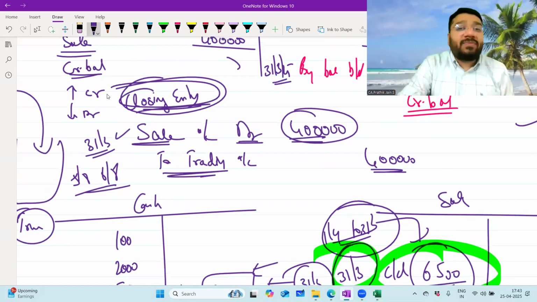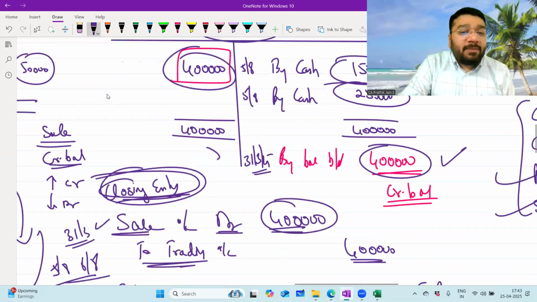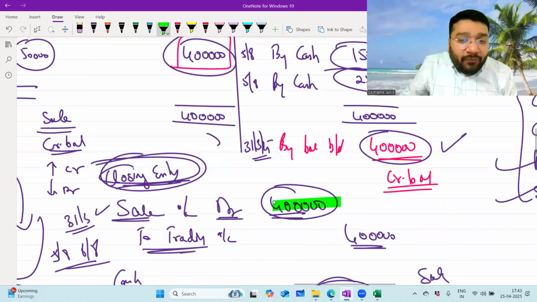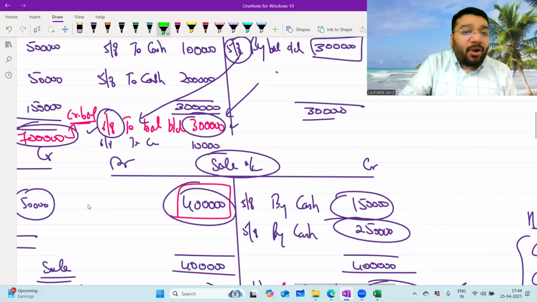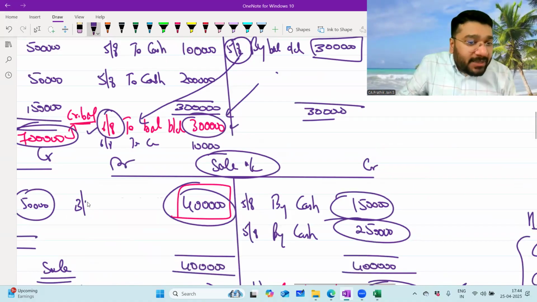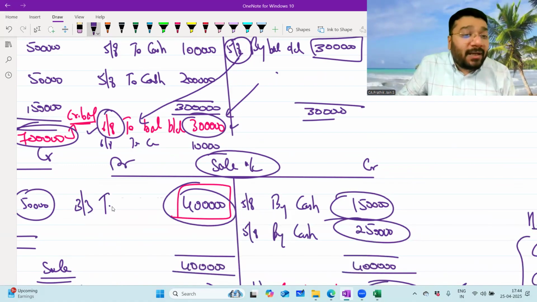Now give the impact of this in the sale account. Now what is the posting of this? I should record 4 lakh on the debit side of the sale account. Go to the sale account, debit side. On 31st March, I'm recording 4 lakh. And who's the opposite partner? To trading account.